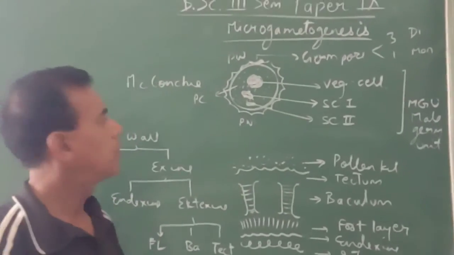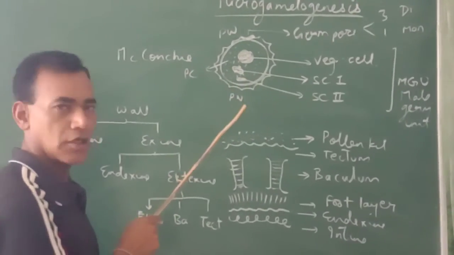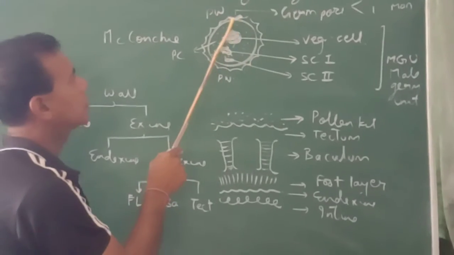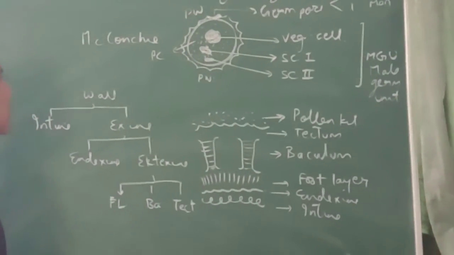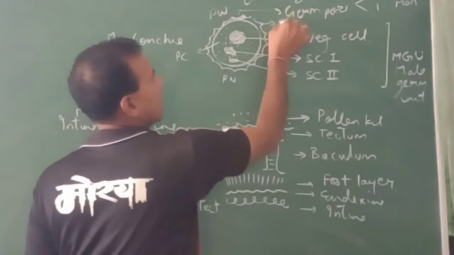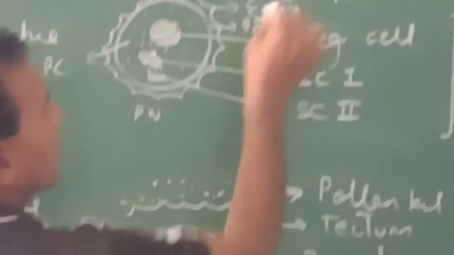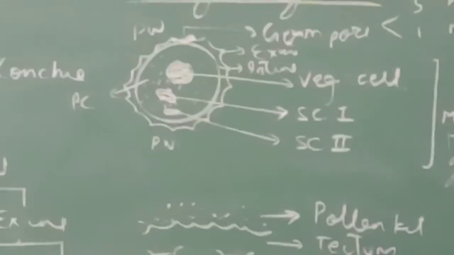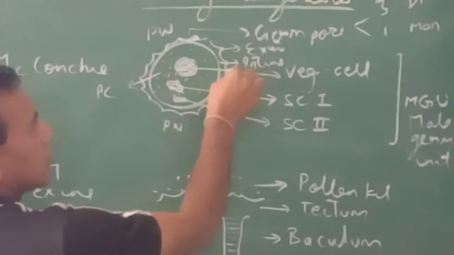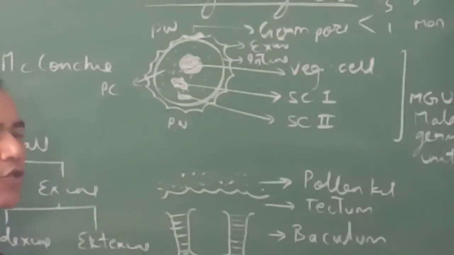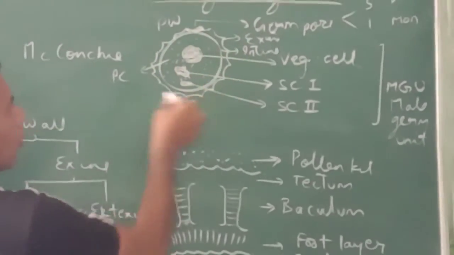Now, after studying the pollen nuclei, let's study the pollen wall. The wall is made up of two layers. Outer is known as exine and inner is known as intine. The outer exine is thick and it has definite patterns on it which are used in taxonomic studies. The intine is thin walled.